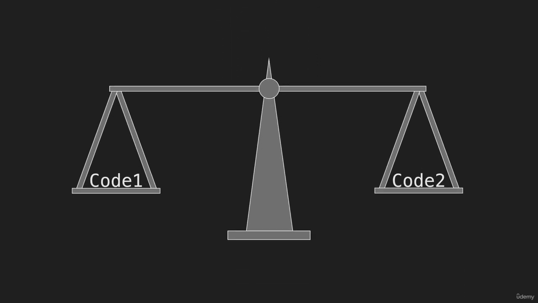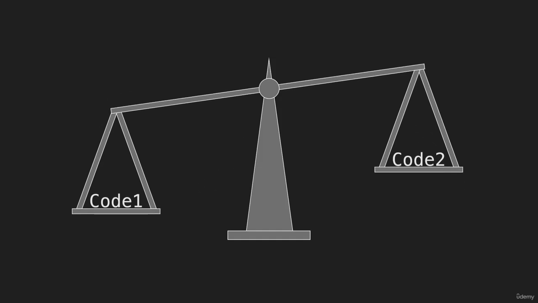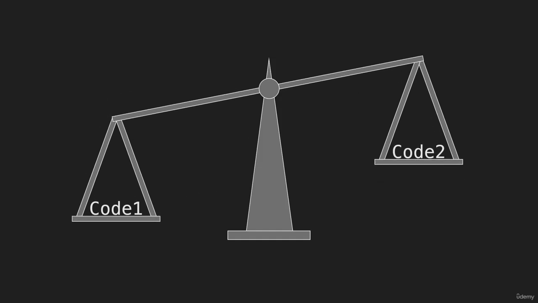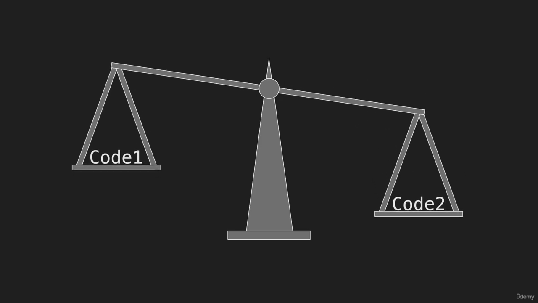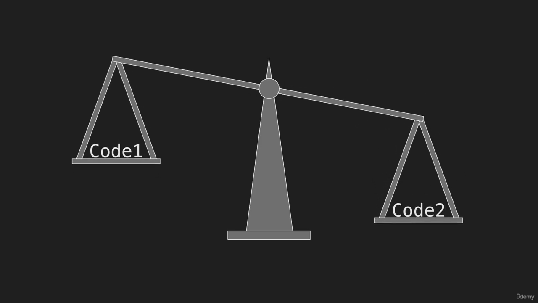We have two sets of code. We have code 1 and we have code 2. How do we determine which one is better? Now, both of these are going to accomplish the same thing, but they're written differently. Is code 1 better? Maybe it is easier to read. Or is code 2 better? Well, maybe there are other things that make code 2 better.